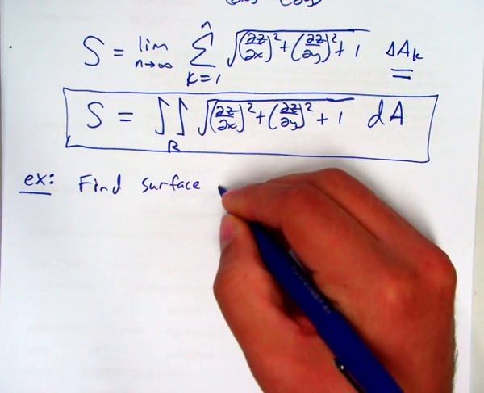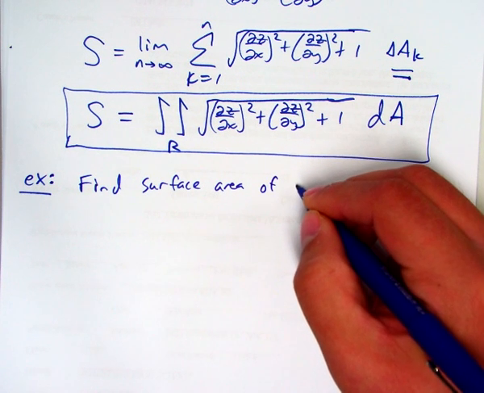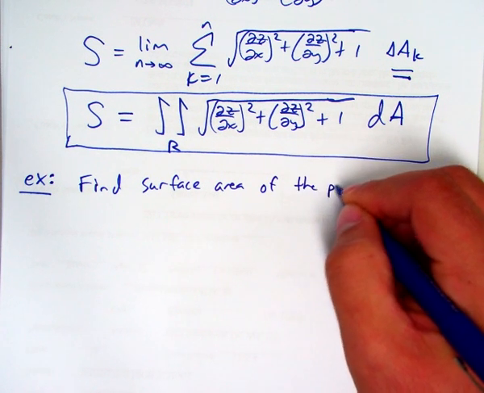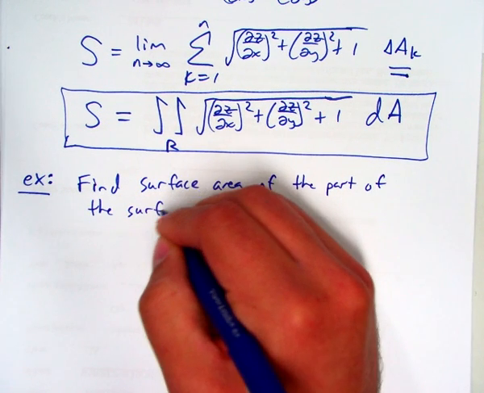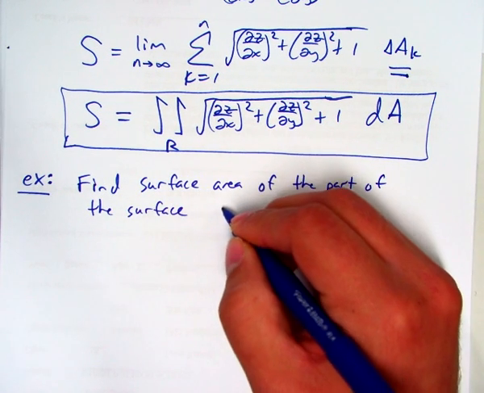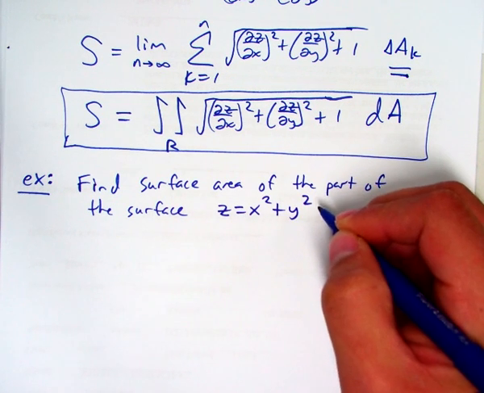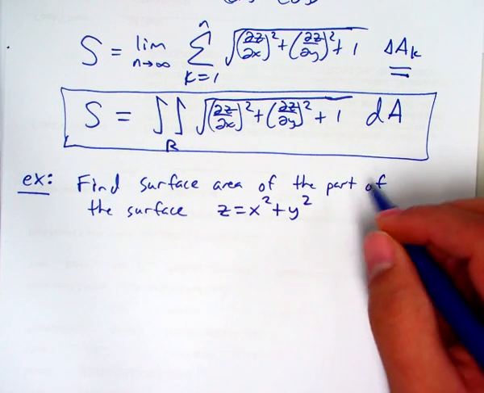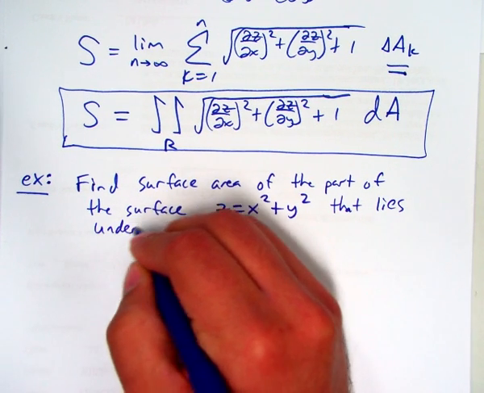Find the surface area of the part of the surface z equals x squared plus y squared that lies under z equals 9.